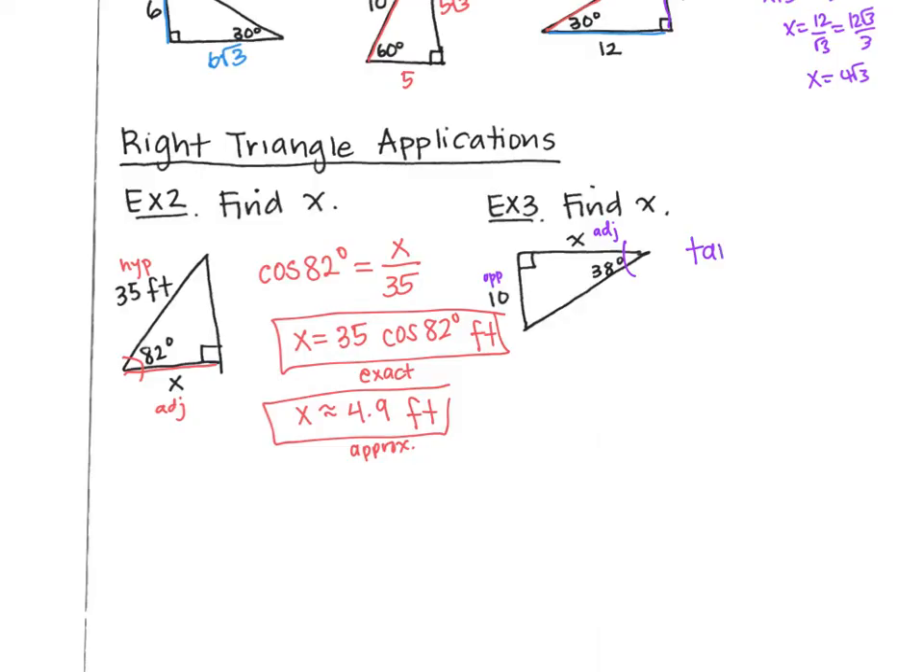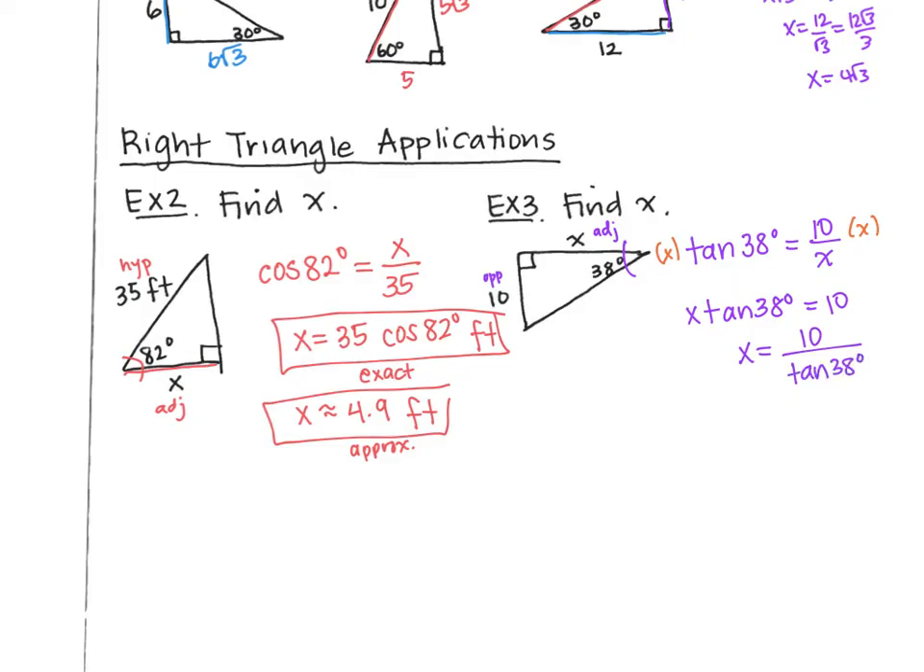So the right triangle trigonometry formula is going to be the tangent of 38 degrees equals the opposite over the adjacent side. Okay, this is the equation. I'm going to want to see your equation. How you solve it is kind of up to you. I'm going to multiply by x on both sides, and then I can divide by the tangent of 38 degrees. Okay, this is a good exact answer.